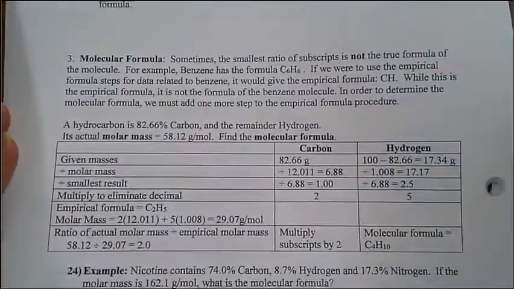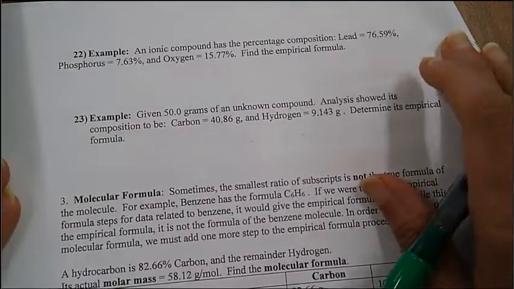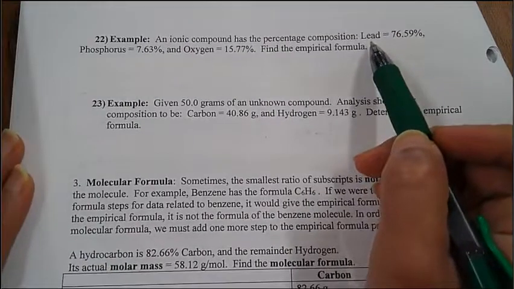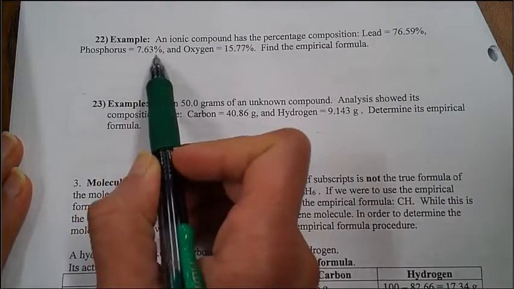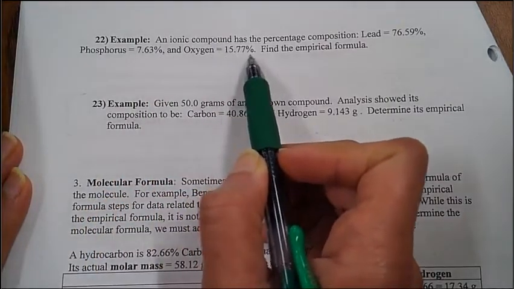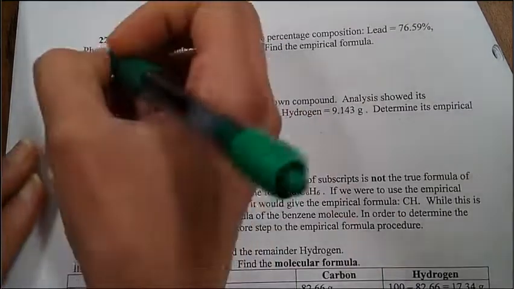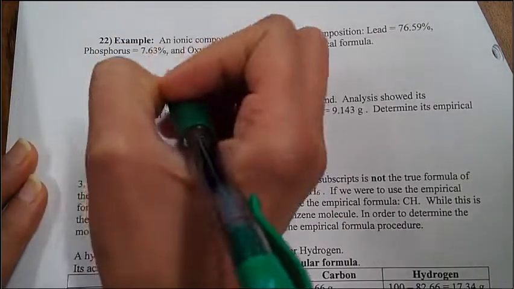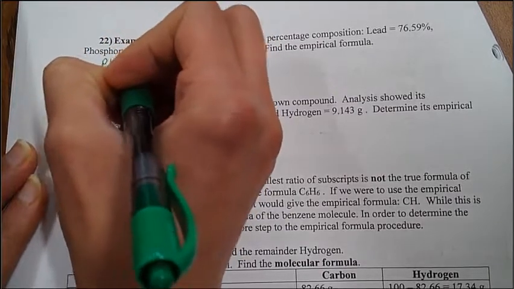So flip your page over. We have one more empirical formula problem to do, and so it's right here. An ionic compound has a percent composition of lead is 76.59%, phosphorus is 7.63%, and oxygen is 15.77%. Find the empirical formula. Okay, so we're going to go ahead and put everything in here. Lead is Pb, and so lead is about 76.59.